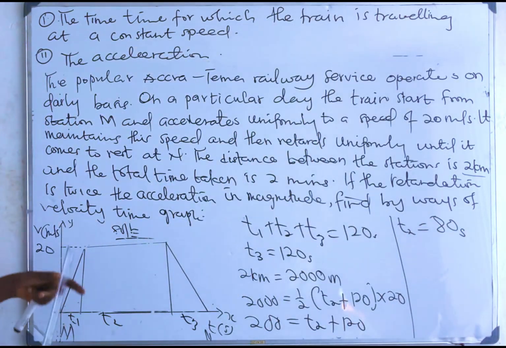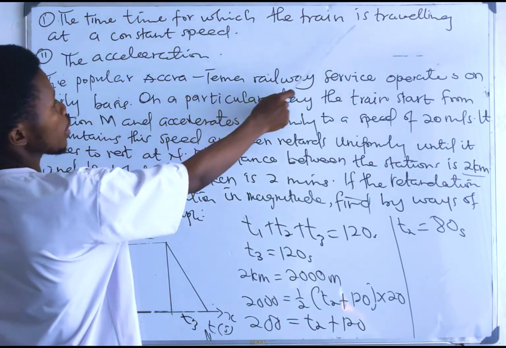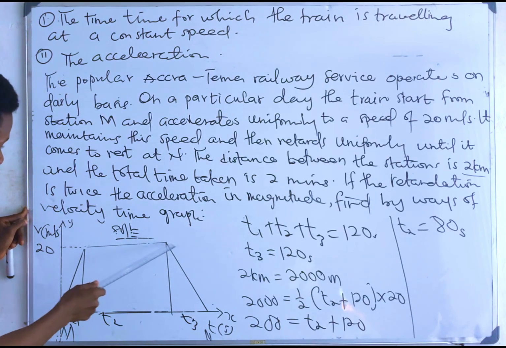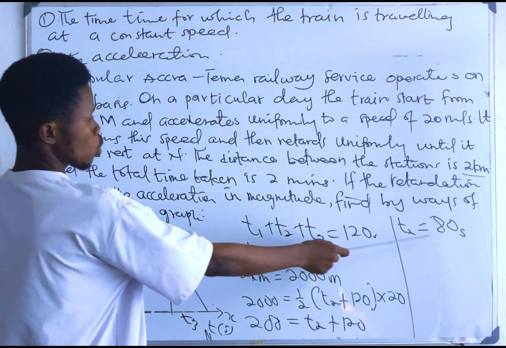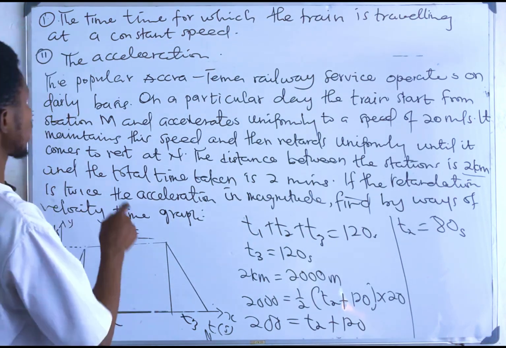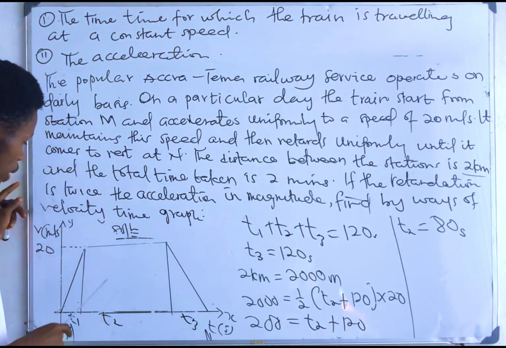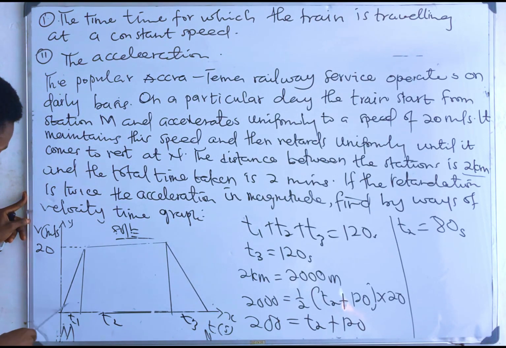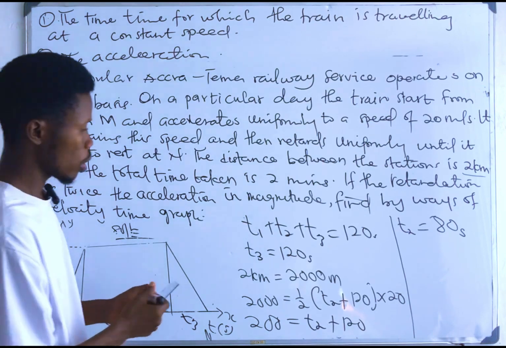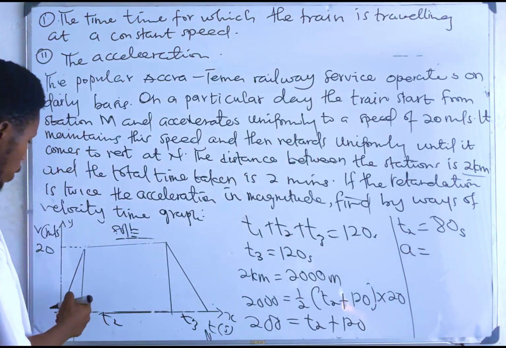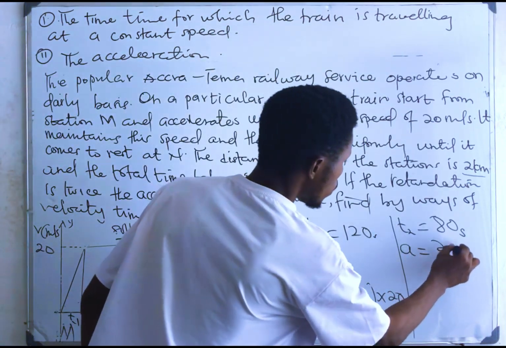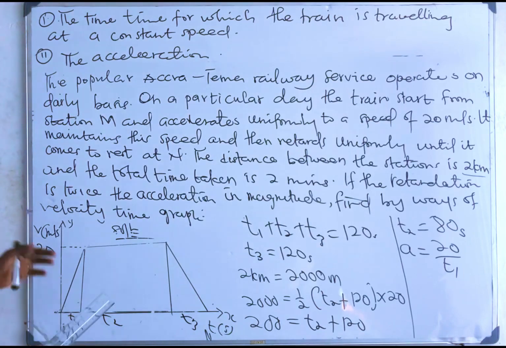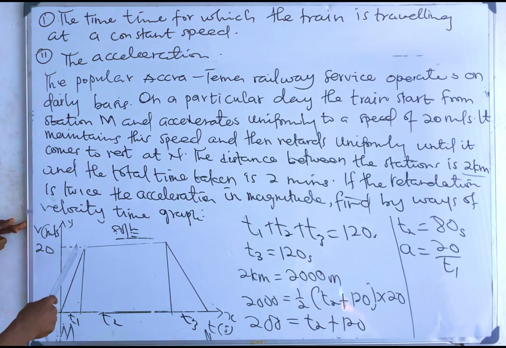Now the question said the time for which the train is traveling at constant speed, so that is from here to here at constant speed, and the time there is 80 seconds. Now the next one is the acceleration. Remember, we only consider this place. So our acceleration will be 20 over T1. From here to here is 20, that's the change in velocity over the change in time, which is T1.